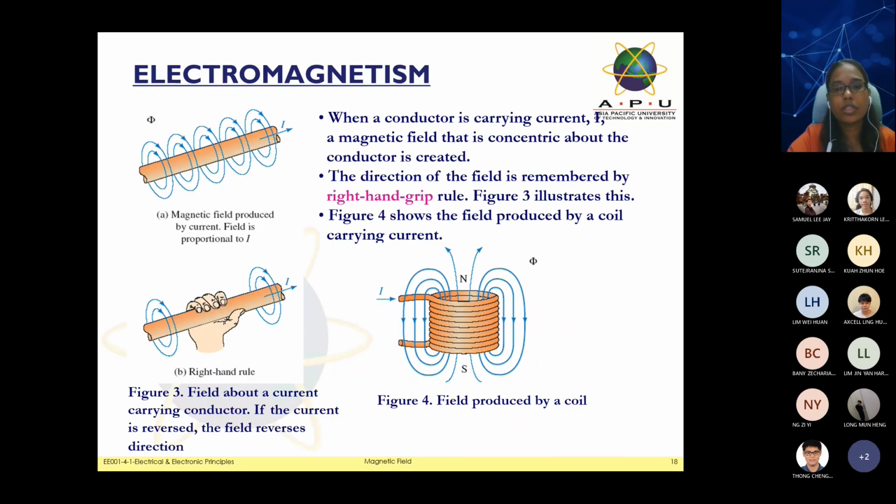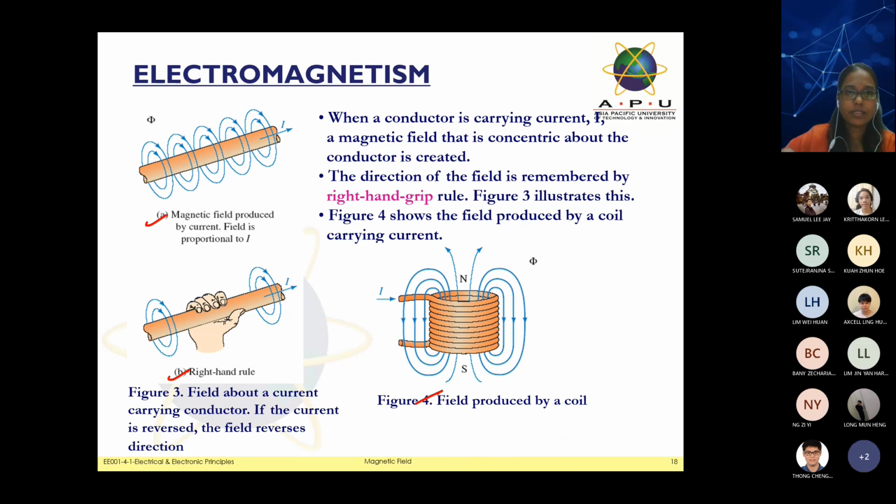This is based on your electromagnetic right hand rules, so have a look at the diagram first. You have diagram A, diagram B, and the next diagram, figure 4. Just have a look at the diagram.